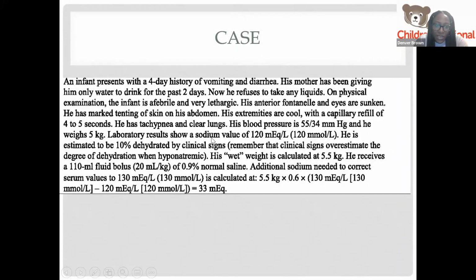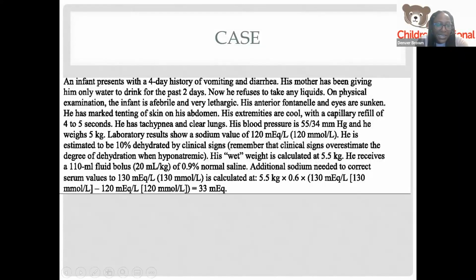Lab results show a serum sodium of 120. So this is a hyponatremic dehydration patient, and we describe his volume status as hypovolemic. He is estimated to be 10% dehydrated by clinical signs. His wet weight, or the weight when he's well, is 5.5 kilograms. On presentation, he receives a 110 ml fluid bolus, which is 20 ml per kilo of normal saline. Additional sodium needs to correct to a serum sodium of 130.